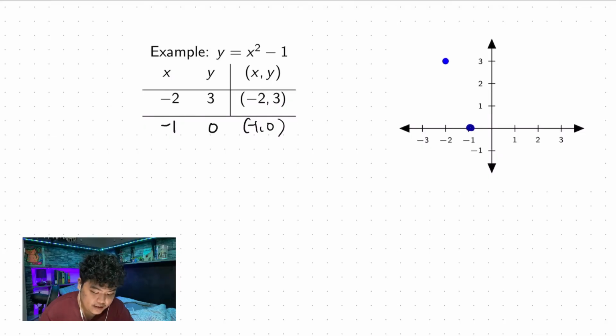And when x is 0, what is y? This is 0. So, 0 minus 1 is -1. So, 0, -1 is on the graph. Asan si 0, -1 yan? And when x is 1, y is 0. So, si 1, 0 nasa graph din.